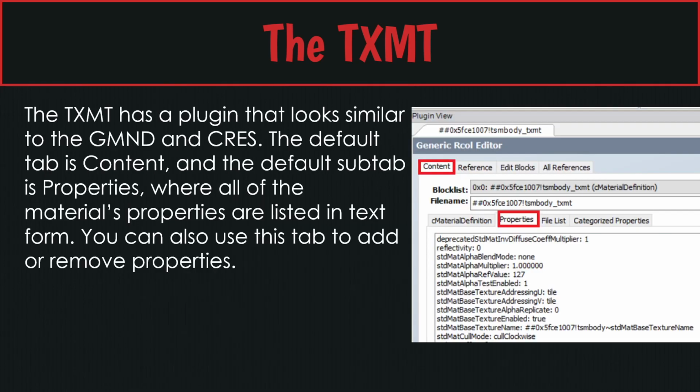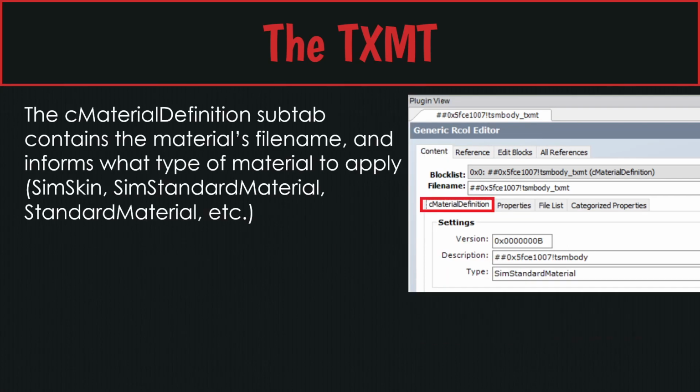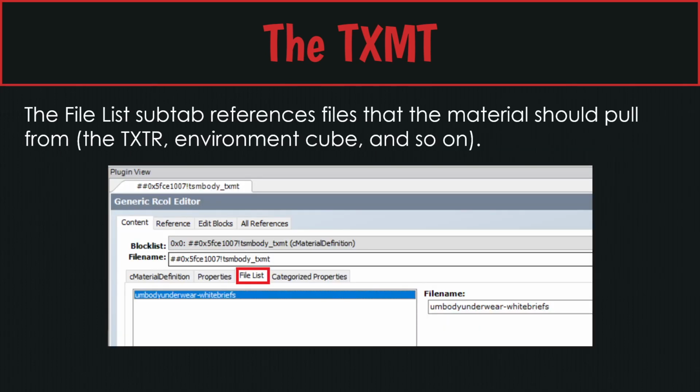The TXMT has a plugin that looks similar to the GMND or the crest. The default tab is content and the default subtab is properties. Then if you look at the C material definition tab, it lists what type of material it is. So it can be Sim skin, it can be standard material, or it can be Sim standard material. The file list subtab in the TXMT references the texture, and it also references any environment cubes that are used, either the Maxis default ones or your own custom ones.